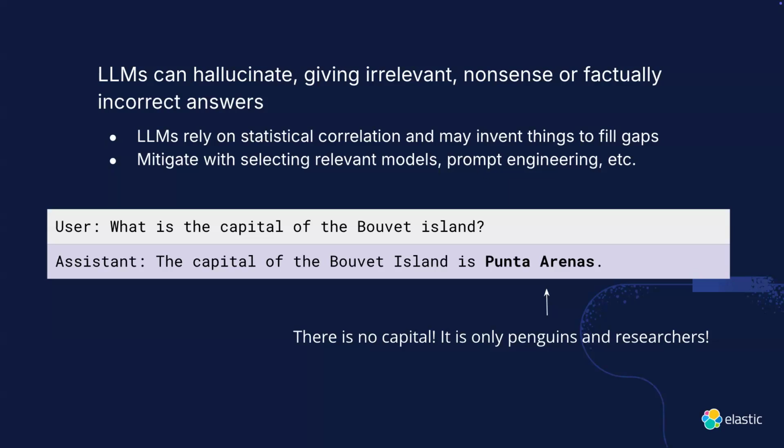So there is no capital of Bouvet Island. It's actually just penguins there. So they don't have a capital. They have like a settlement for some researchers, but it's not really like a thing. And so this is a problem with LLMs where they don't really know the difference between right and wrong. They just have statistical correlations and they're trying to complete that text. And so you'll find some other techniques to work around that, which we don't have time to cover because I have 30 minutes.